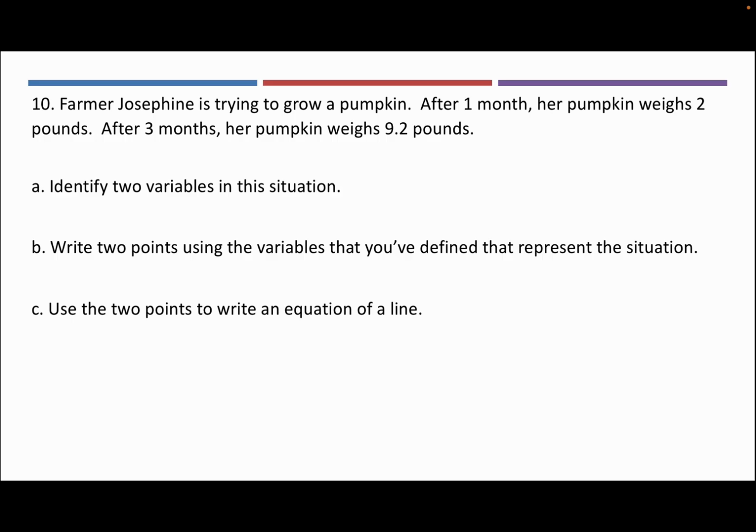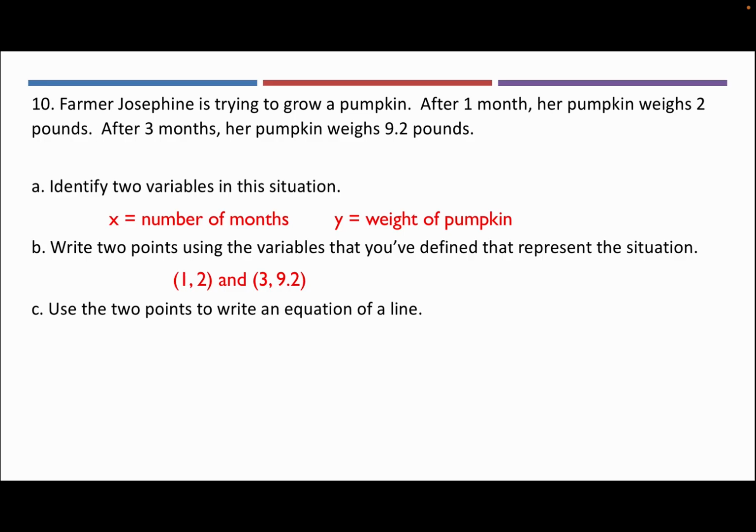Okay, so when I read this, I think about what's changing. After 1 month, her pumpkin weighs 2 pounds. And then after 3 months, her pumpkin weighs 9.2 pounds. So it sounds like my pumpkin's getting heavier, right? So the weight of my pumpkin is y, and that's dependent upon how many months have gone by. So the number of months that pumpkin's growing is x. Now, again, your points have to be x comma y. So when the pumpkin's 1 month old, it weighs 2 pounds, so 1 comma 2. And when it's 3 months old, it's 9.2 pounds, so 3 comma 9.2.